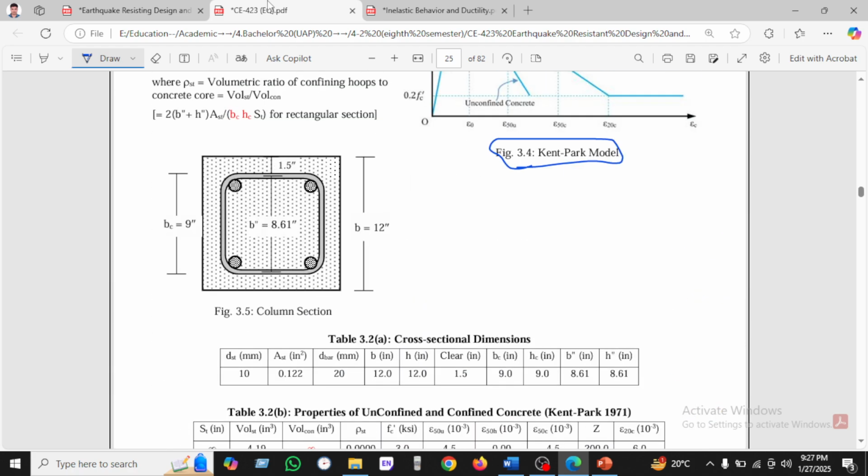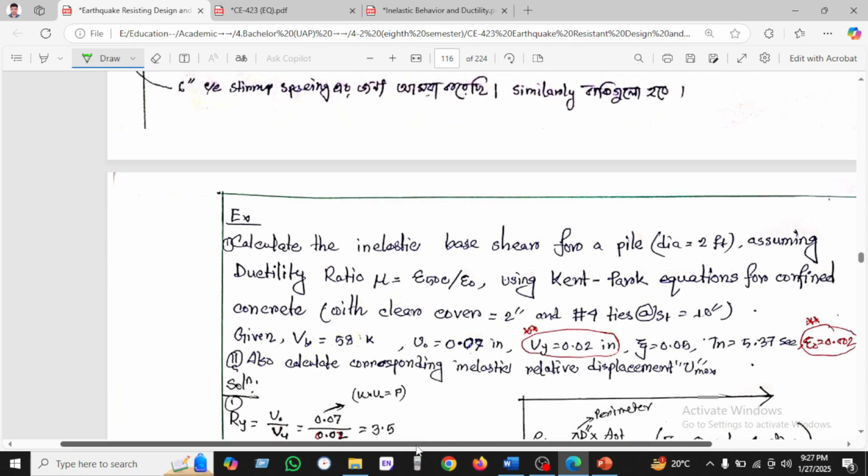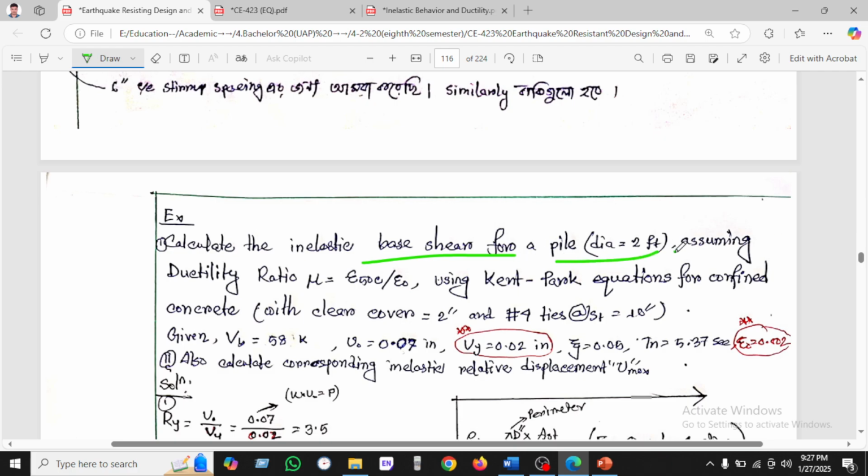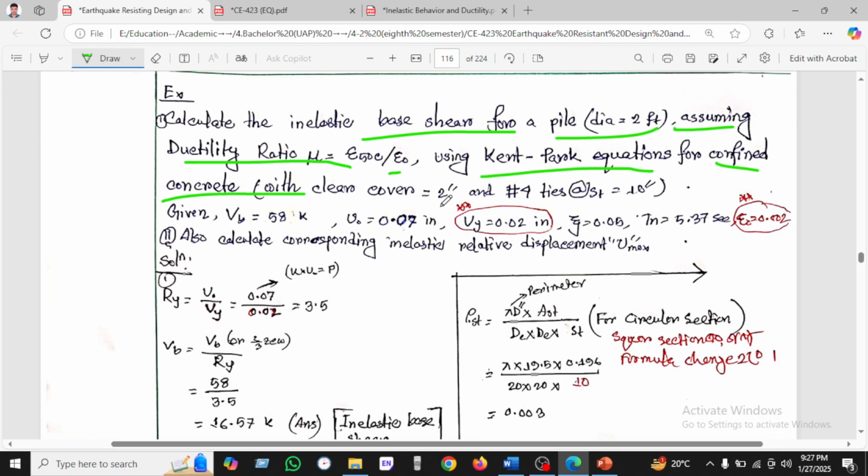So we can see another. They calculate the inelastic base shear for a pile by die is given, assuming the ductility ratio of mu equal to 50, strain 50 divided by naught, and using the Kent-Park model equation for confined concrete with clear cover 2 inches square and four number of 4 by ties stirrup is 10 inches square, and the given base shear is 58 kip and ultimate displacement 0.07 inches square, and uy is given 0.02, and the mu is given 0.05, and time period 5.76 and u naught 0.002.